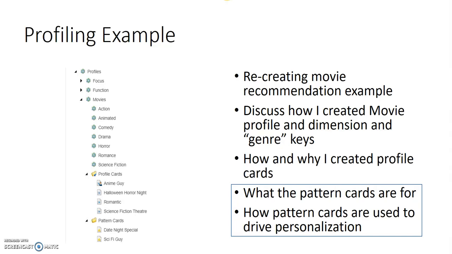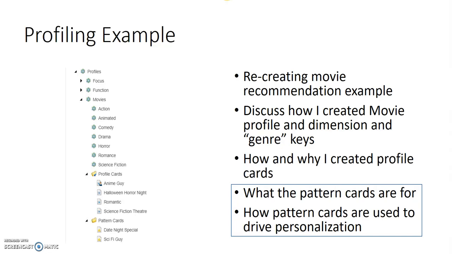So in order to do that, we have to create pattern cards. Pattern cards are actually very close to what profile cards are. The big difference is we use a pattern card to drive personalization, so it is all about the visitors or the visit, while profile cards are about the items. So profile cards are primarily used on items to associate them with a specific profile, while pattern cards are used for the visit or the visitor to identify what pattern they seem to favor based on the profiles they collect as they go from item to item.